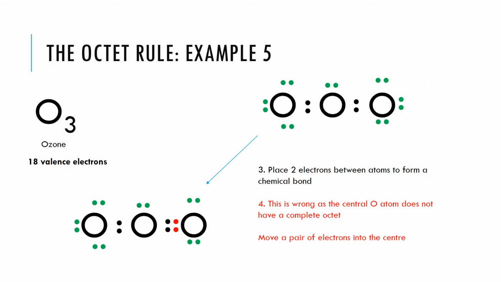If I place 2 electrons between the atoms to form a chemical bond, and then I start to distribute or complete the octets for the outer atoms, then you'll notice that the central oxygen there does not have a complete octet. So I've got to move a pair of electrons from either the left or right hand oxygen into the center to create a double bond between two of the oxygen atoms. And of course, when I do that, now each atom there has a complete octet.